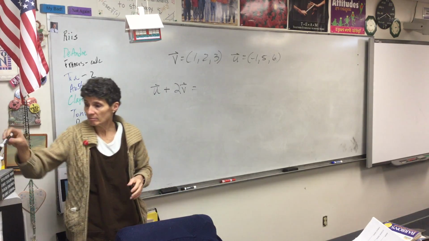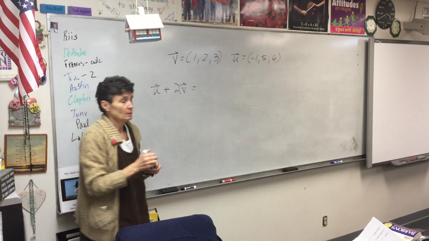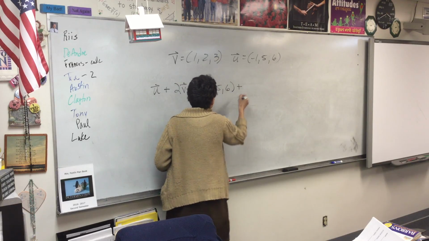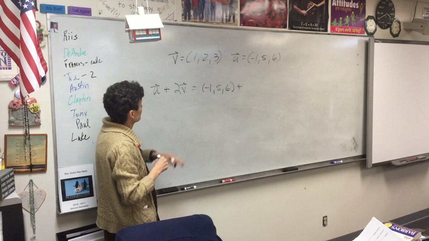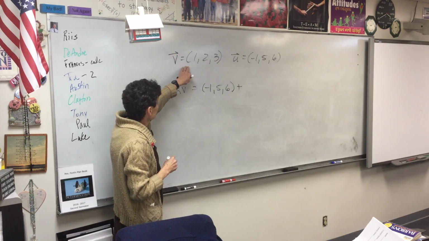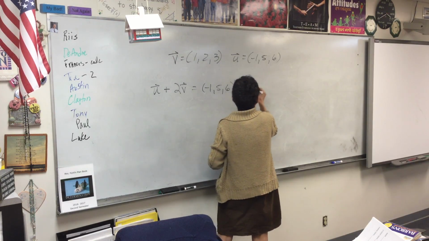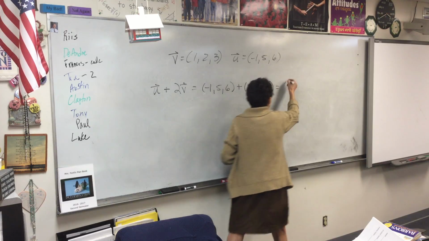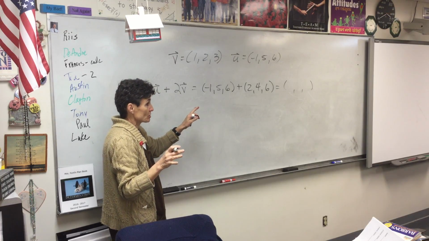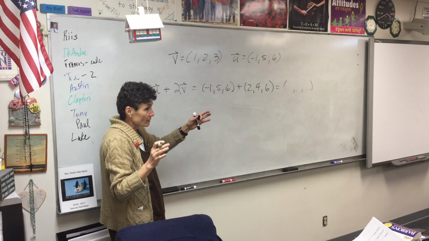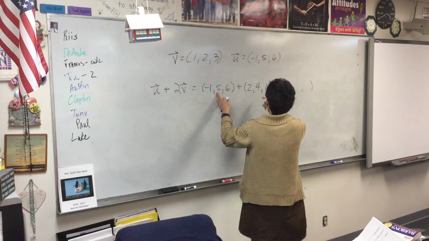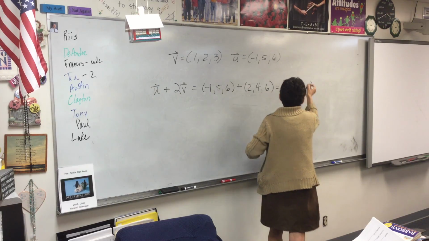I'm going to do that the same way I did it before. So u, I got it backwards here, u plus 2v, what would 2v be? 2, 4, 6. And then I'm going to add those together. I'm going to add them the same way I add them in 2 dimensions. When I add vectors, what do we do? Just add them. So I add the x's, add the y's, add the z's.